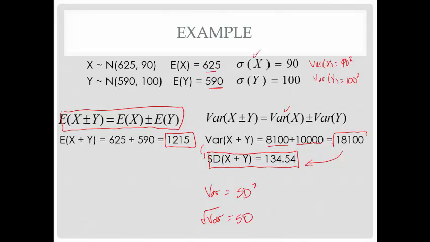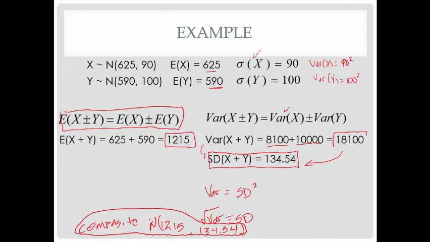So the composite score, the expected value, the average score, is 1215 with a standard deviation of 134.54. So it'd be normally distributed around those numbers. And that makes a lot more sense too, right? If all of a sudden we said 68% of scores are between blank and blank, well, we can just use our empirical rule with those numbers. We'd be between about 1080 up to about 1350-ish.